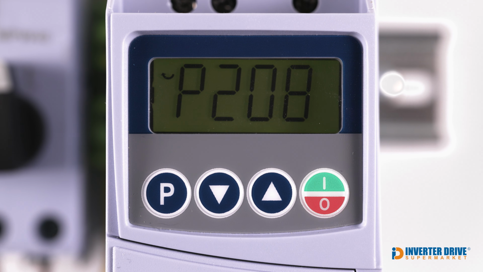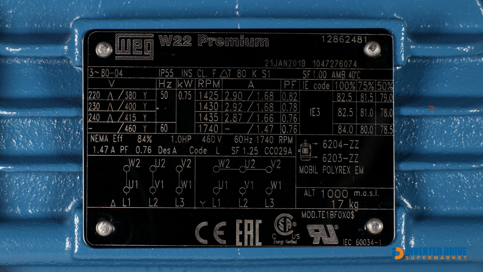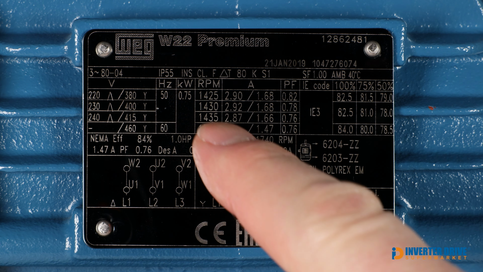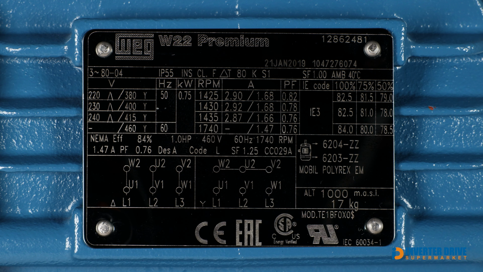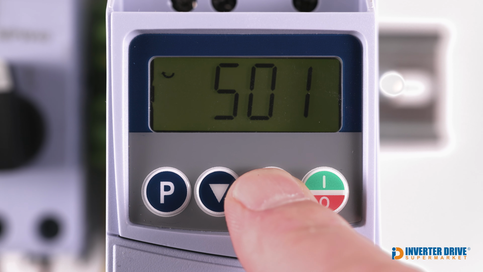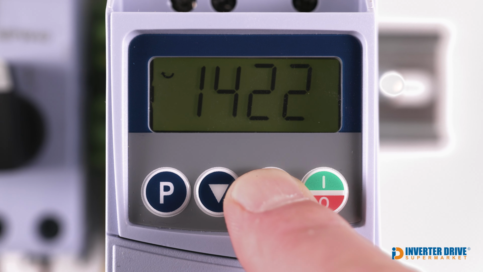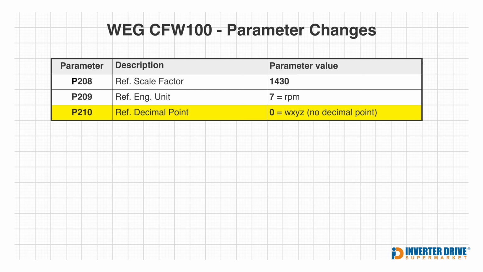P208, the scale factor, can be set to any value between 1 and 9999. Our motor's rated speed at 50 Hz is 1430 RPM, so we need to change P208 to suit. If we don't do anything else, the display will now increase from 0.0 to 143.0. To correct it, we need to remove the decimal point.